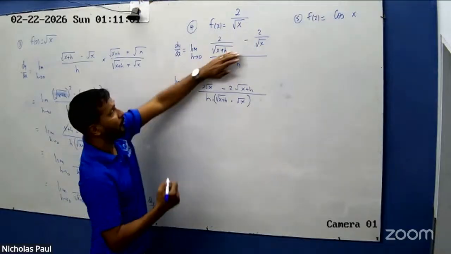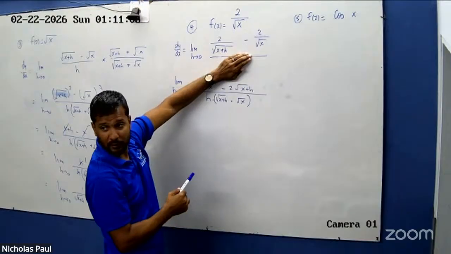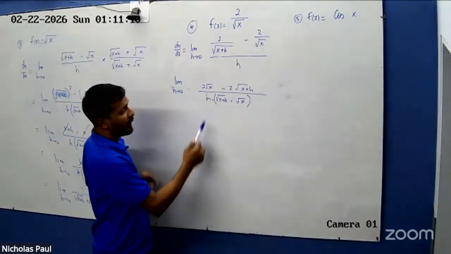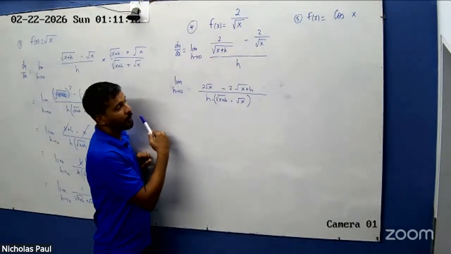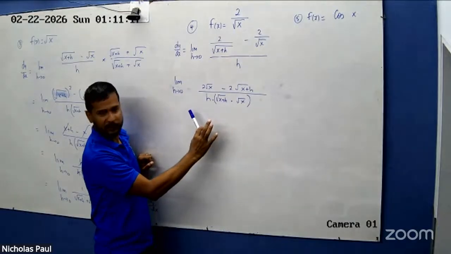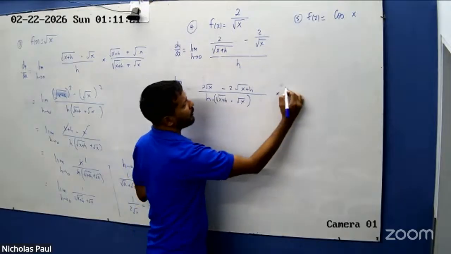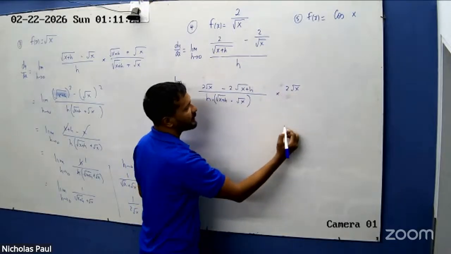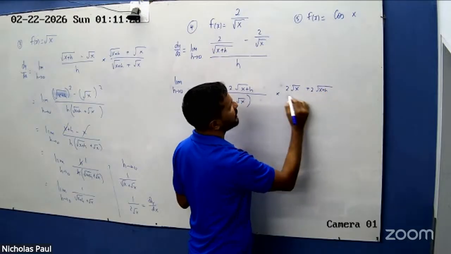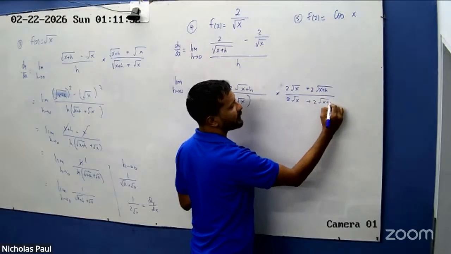I found the LCM here: this by this, this by this, this by this. Then I flip the h up, so I have this now. Now I want to simplify this a little bit. I'll leave this as it is. I'm going to multiply by the conjugate of this, so I'm going to multiply by 2 root x plus 2 root x plus h, all over 2 root x plus 2 root x plus h.